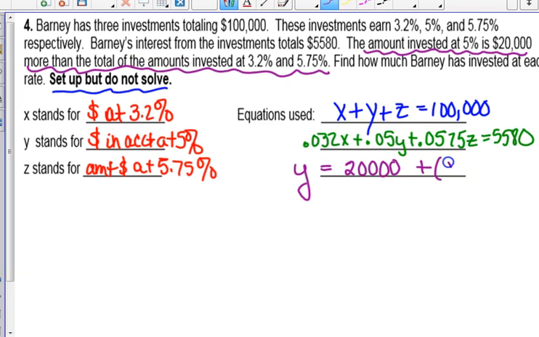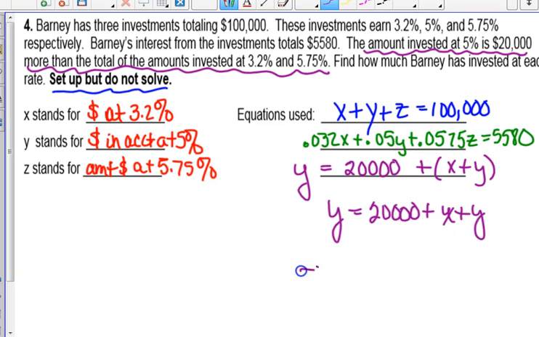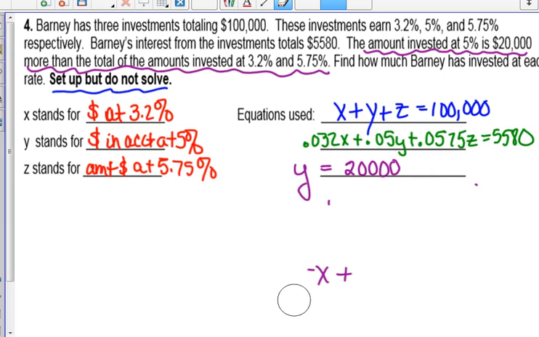Yeah, it's just x plus y. So you really don't need the parentheses. The amount is 20,000 more than the other 2 added together. Okay? You could rearrange it. Oh, that's a z. Whoa! How'd it get 2 y's? Yeah, I probably messed everybody up. 40,000 more than itself, huh? Okay. More than the total invested at x and z, right?